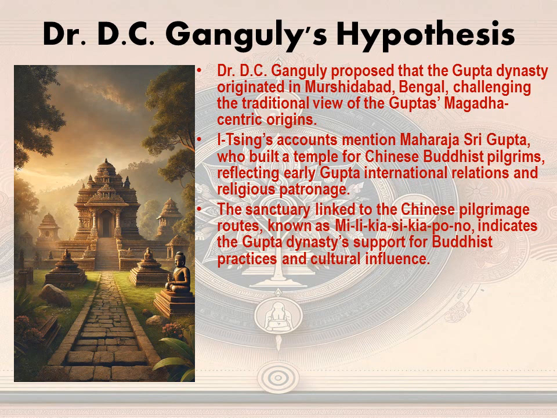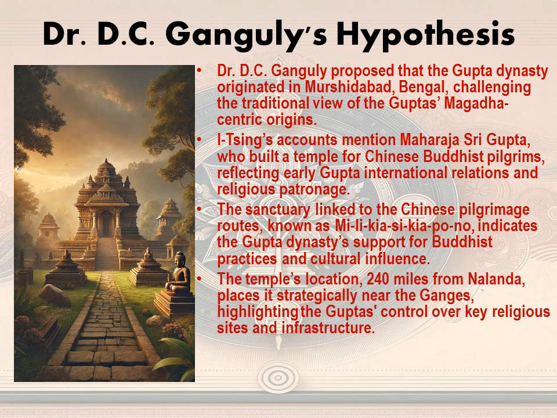The sanctuary linked to Chinese pilgrimage routes, known as Mi-li-kia-si-kia-pa-no, indicates the Gupta dynasty's support for Buddhist practices and cultural influence. So, from this, we come to know that the Gupta dynasty had huge support for Buddhist practices, and also they had a great influence in the culture of the contemporary period.